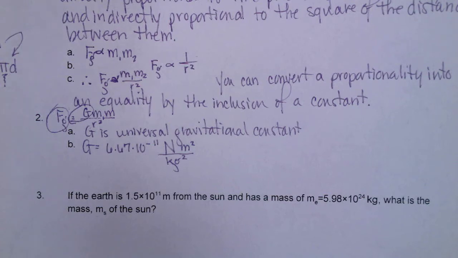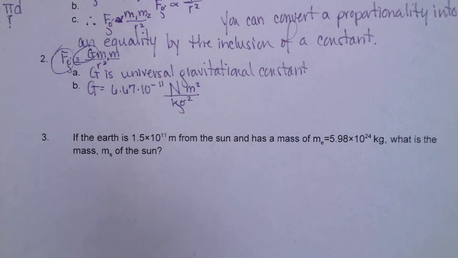Okay, let's go ahead and apply this and see what this looks like in a problem. If the Earth is 1.5 times 10 to the 11th meters from the Sun and has a mass of 5.98 times 10 to the 24th kilograms, what is the mass, m sub s, of the Sun? Now, you don't have a lot of information here.